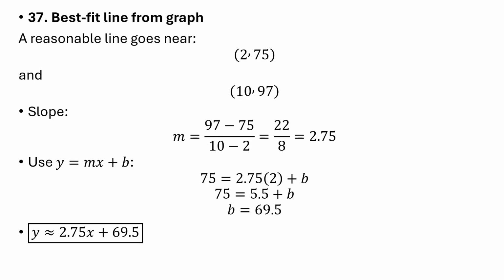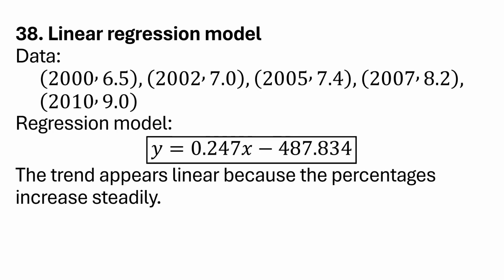We choose 2 points that follow the trend of the data, such as (2, 75) and (10, 97). The slope is about 2.75. Substituting into y equals mx plus b gives a y-intercept of about 69.5. So, a reasonable best fit line is y equals 2.75x plus 69.5. The data appears to have a positive linear trend.